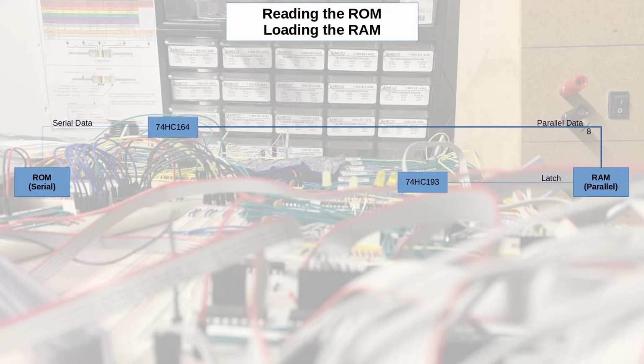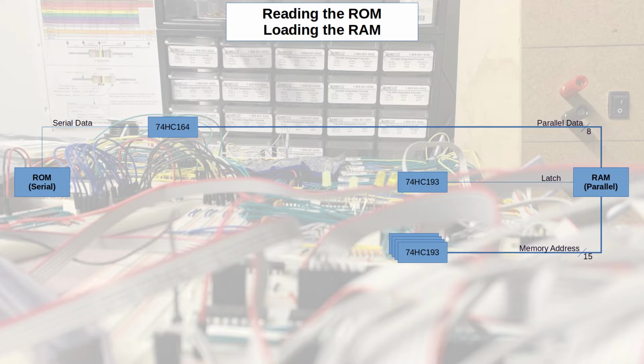The next thing I'm going to need to be able to do is count off 8 bits being shifted out of the ROM into the shift register, such that when I get all 8 bits, I can then trigger the RAM to latch that value into the correct address. Now for that, I'll use the 74HC193. We've used that many times before. It's an up-down counter.